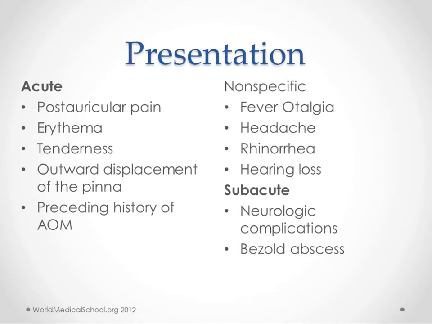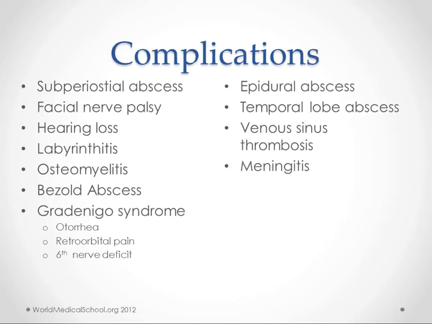There's also some nonspecific changes like fever, headache, rhinorrhea. Hearing loss can be in the acute setting as well as the chronic setting. Acute more because there's an obstruction there with purulent material, or chronic because there's been some scarring of the area. And the subacute process is when you have a slower spreading infection that may not cause these acute symptoms, and so we don't pick them up as soon. And those are the ones that are more likely to cause neurological complications and Bezold abscess. We'll talk about the rest of the complications here.